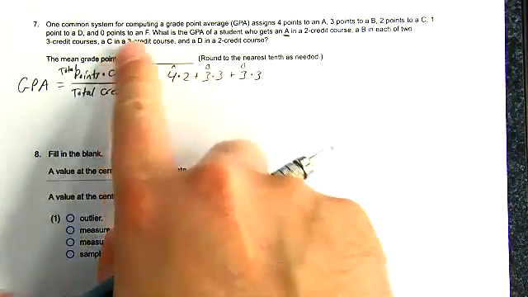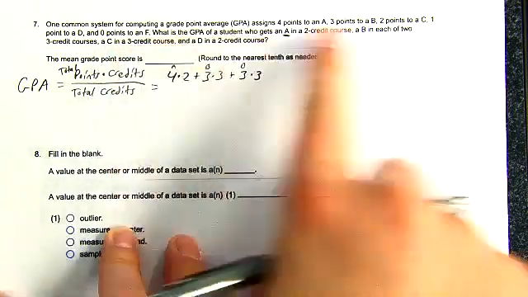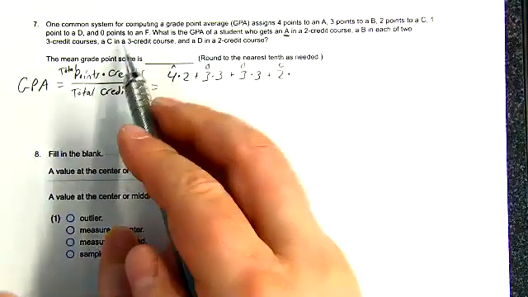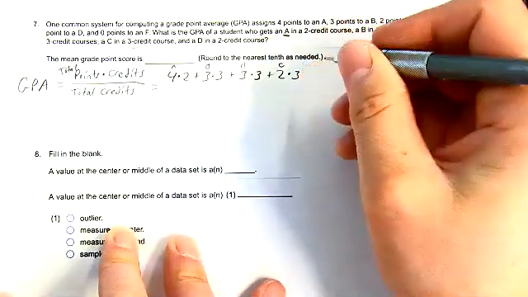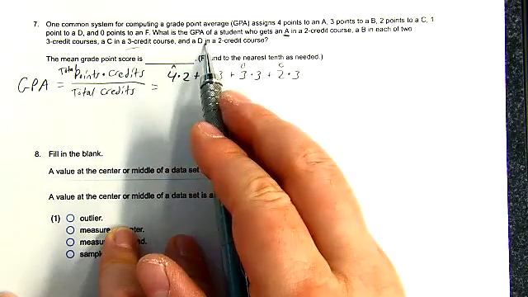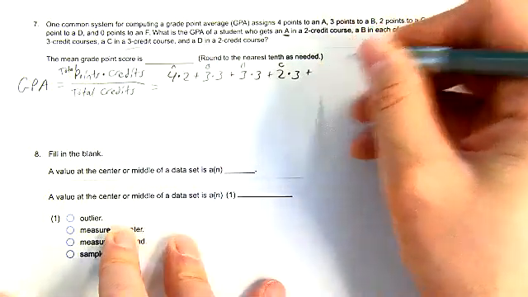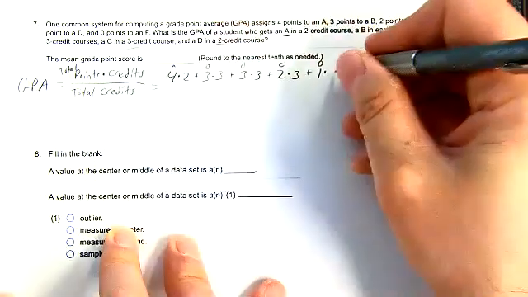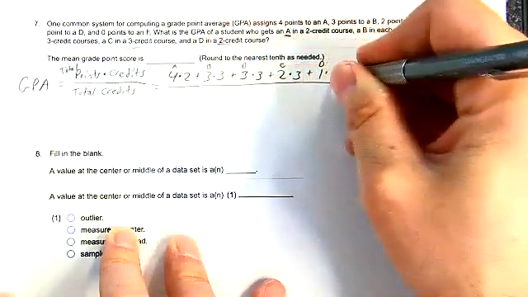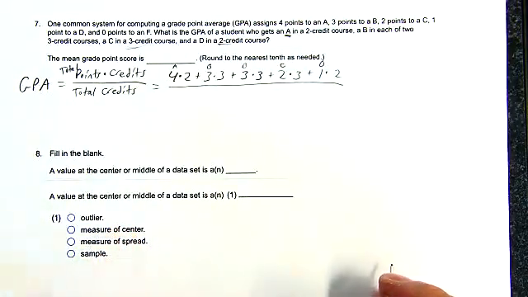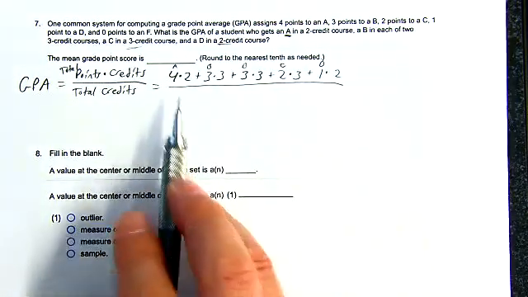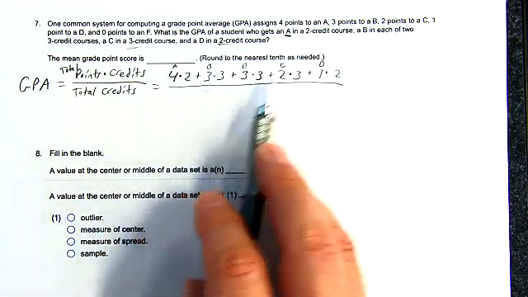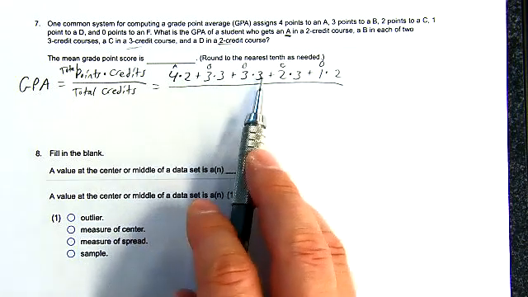Then they got a C in a 3-credit course. A C is 2 points. So that's your C, times it was 3 credits. And then they got a D in a 2-credit course. So plus D, which is 1, in a 2-credit. So notice, each grade converted to its corresponding point value, then times each credit hour.